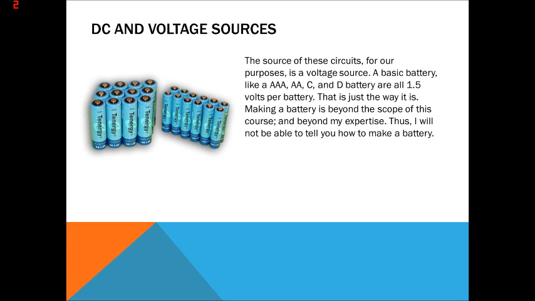The basic batteries, like AAA, AA, C, and D, are all 1.5 volts per battery. That is just the way it is. Making a battery is beyond the scope of this course, and beyond my expertise. Thus, I will not be able to tell you how to make a battery.